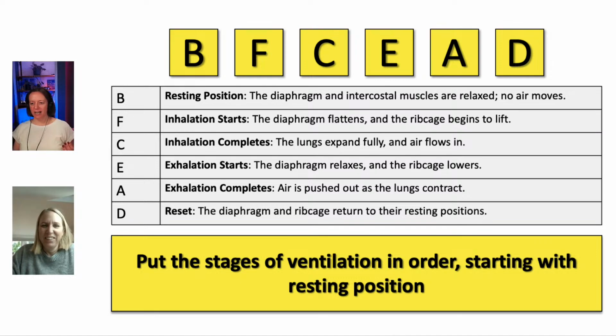So when we start inhaling, your diaphragm goes from being a dome, sorry, I'm not very good at this bit, to flattening like that. And your rib cage lifts, and you can feel that if you put your hands on your chest. And then your lungs are fully expanded, which means that the air flows in. And then you start exhaling, your diaphragm relaxes, your rib cage lowers down. You can feel that if you've got your hands on, and that pushes the air out because your lungs are contracting. And then you reset to that starting position.